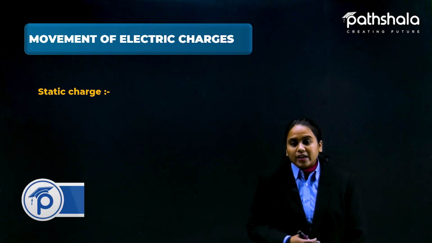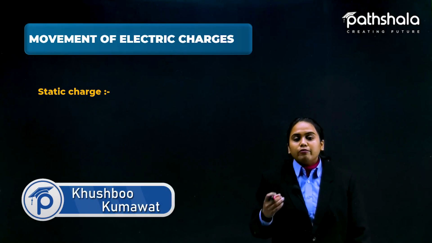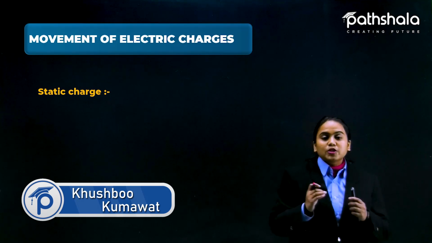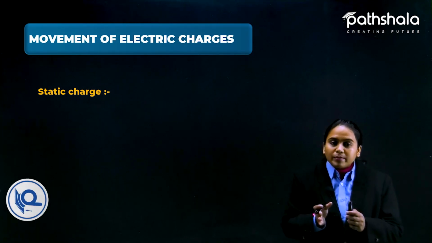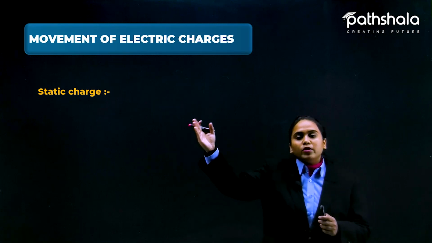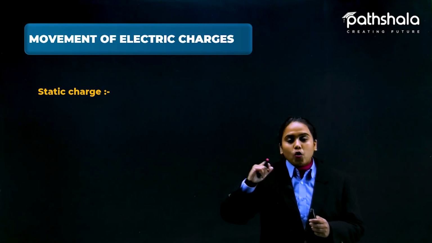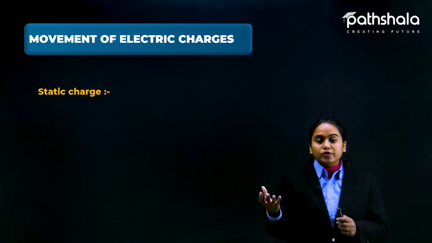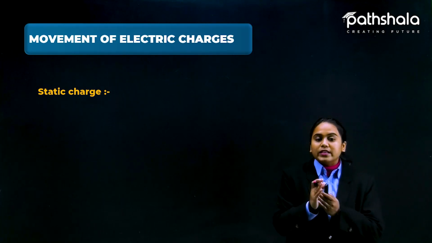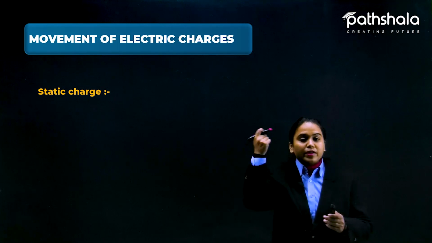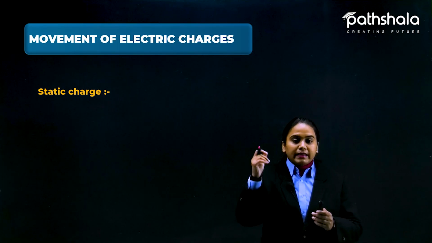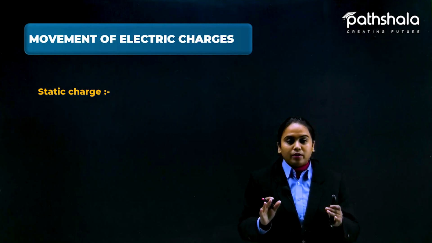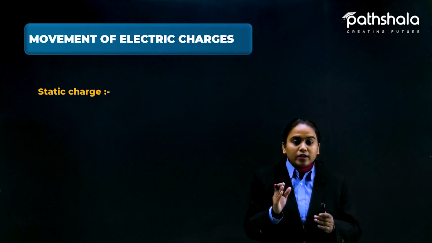Movement of electric charges. There are two kinds of movements. Whenever we are talking about charged particles, either they will move from one place to another or they will stay as a static charge. Earlier we discussed the example of getting a glass rod positively charged by rubbing it with a silk cloth, and when we comb, the plastic comb will attract the pieces of paper. So that is also part of insulators.